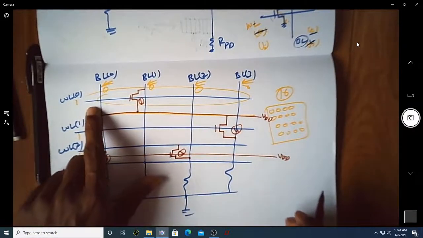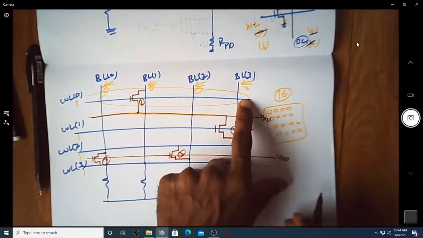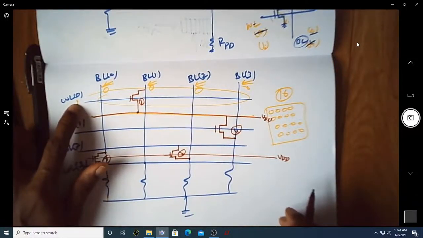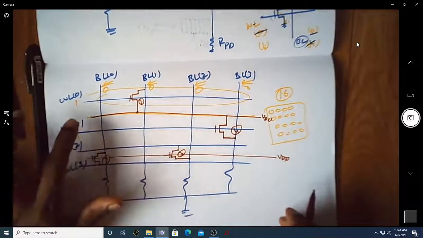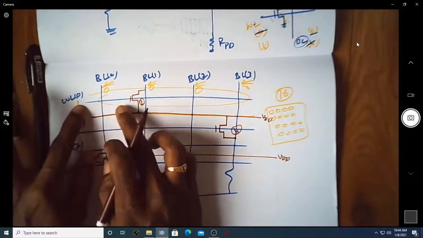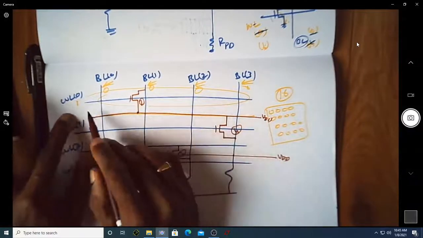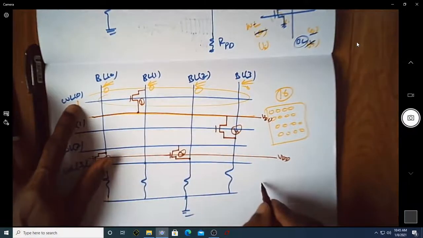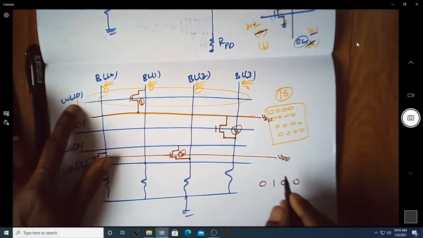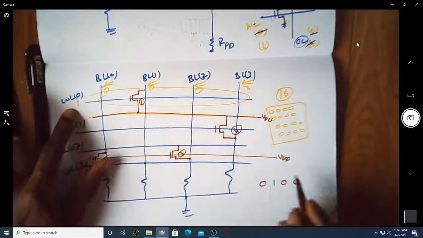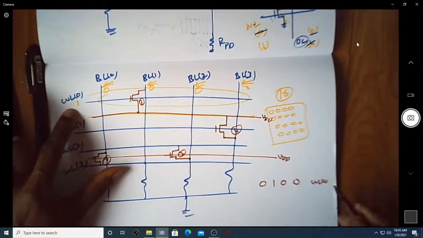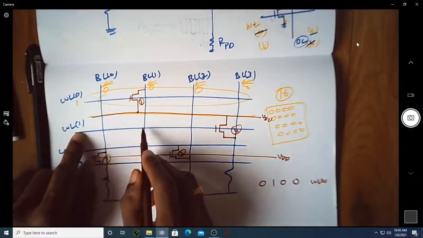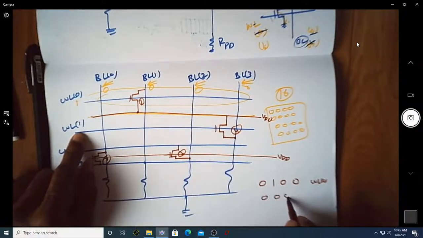Now if I want to know the bits stored in this particular row of 4 bits, you make word line 0 equal to 1. When I make word line 0 equal to 1, will you be getting VDD over here? Here it would be 0 1 0 0. If you make word line 1 equal to high, we'll get 0 0 0 and this will be 1, 0 0 0 and 1.